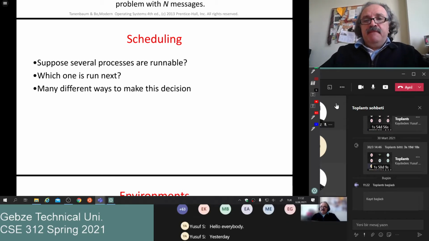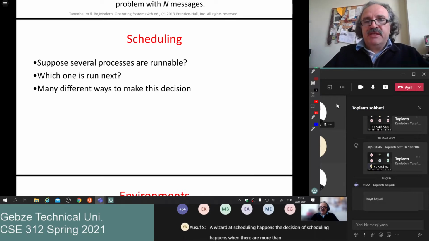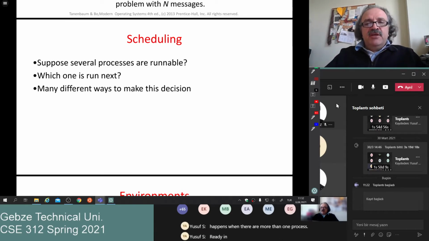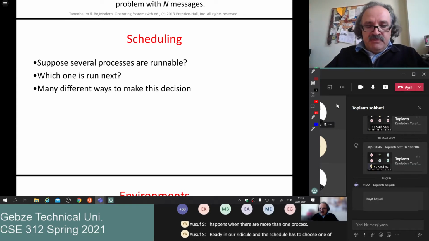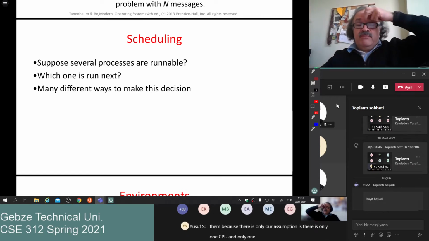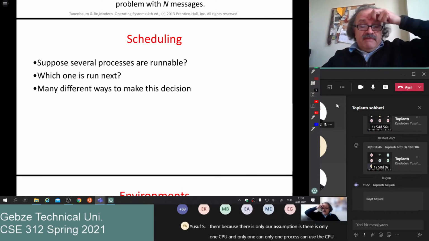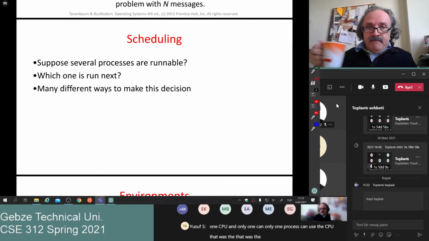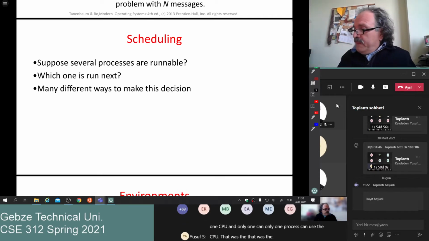Yesterday, scheduling was our topic. We said that the decision of scheduling happens when there is more than one process ready in our ready queue, and the scheduler has to choose one of them because our assumption is there is only one CPU and only one process can use the CPU. That was the case.